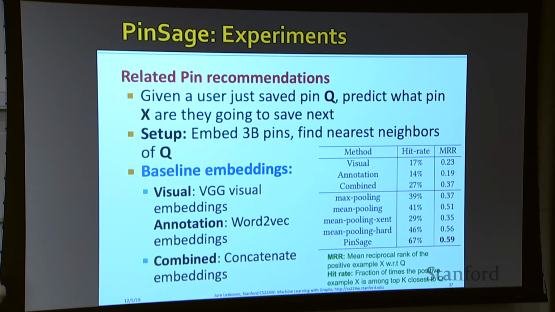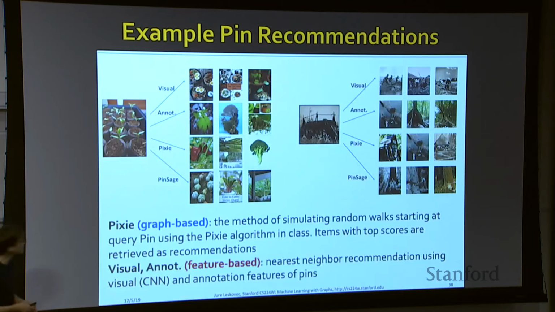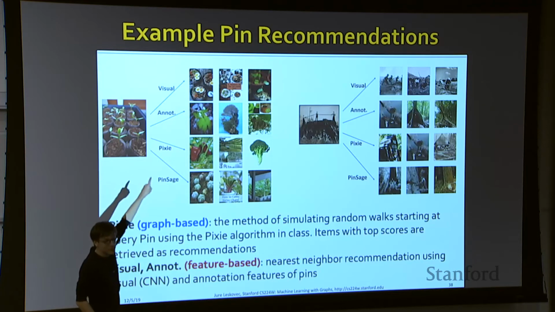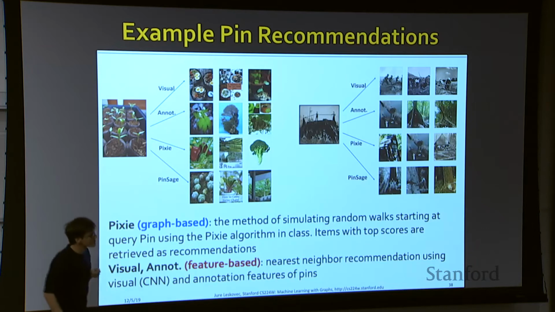So let me give you a few examples. So here's my example of some plants growing. If you do the visual comparison, it's basically bibimbap, brown rice, things like that, right? So I was not making that up.